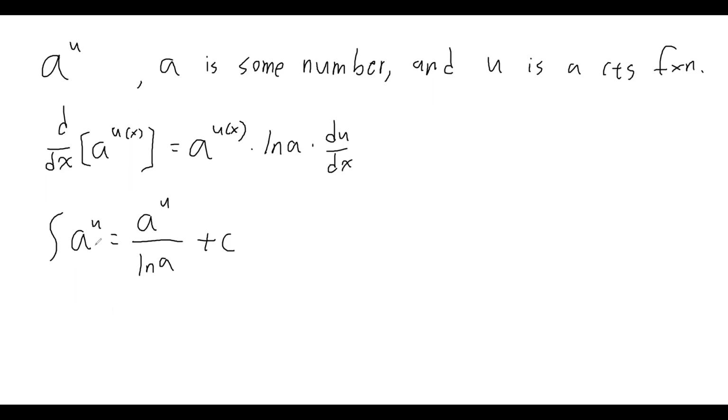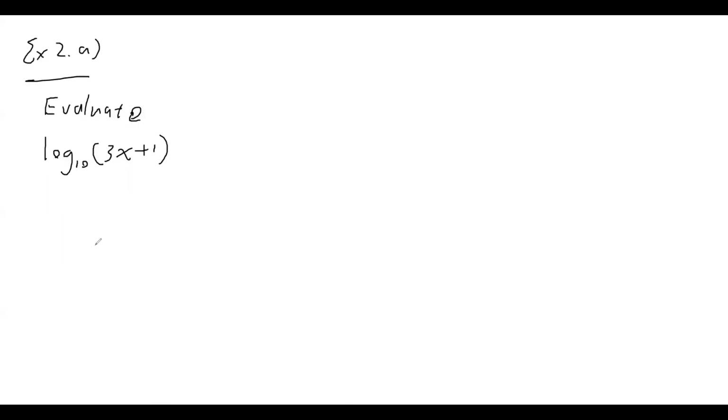So it all makes sense, right? a is just some other number. All right, and I'll do another example, right? Let's say we want to take the derivative of this standard log base 10 of 3x plus 1.